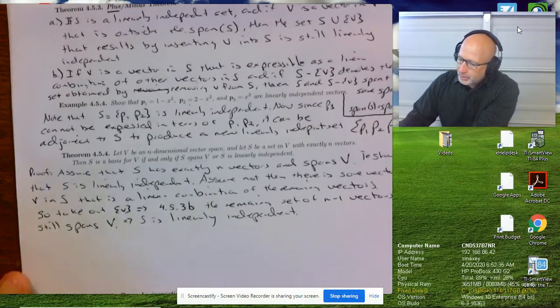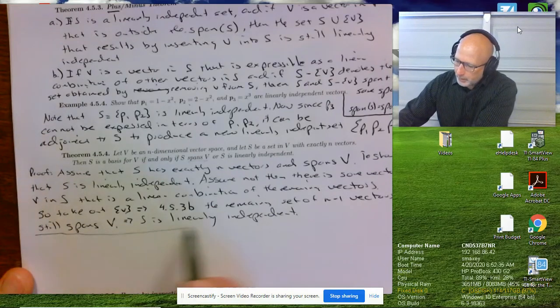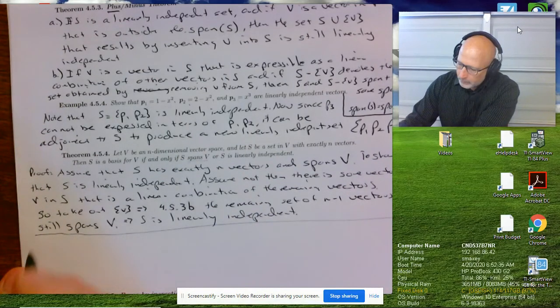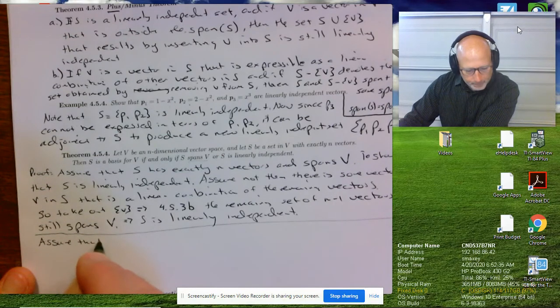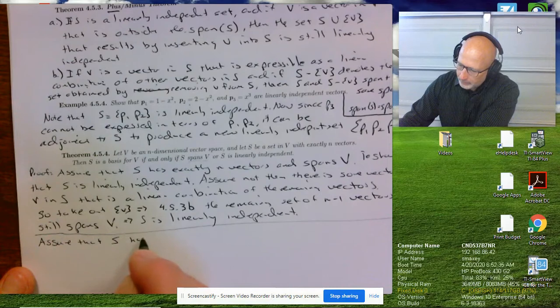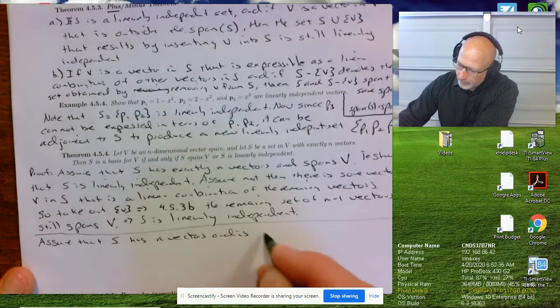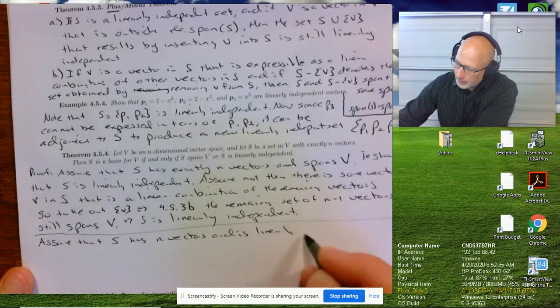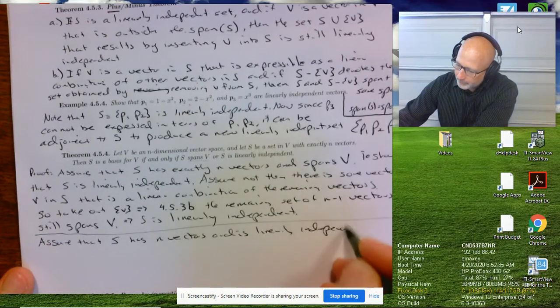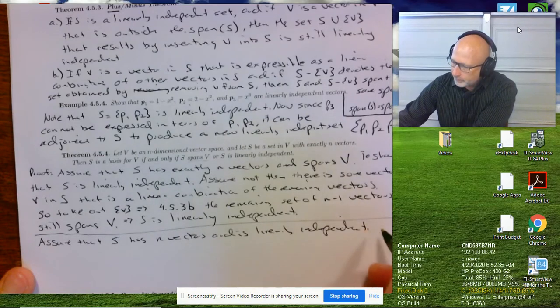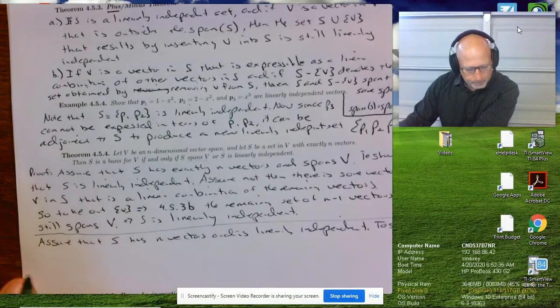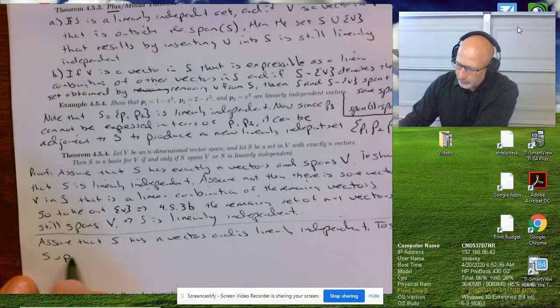Okay, then we have to show the other part. So we're going to assume that S has n vectors and is linearly independent. So we have to show that S spans V. That's what I need to show.